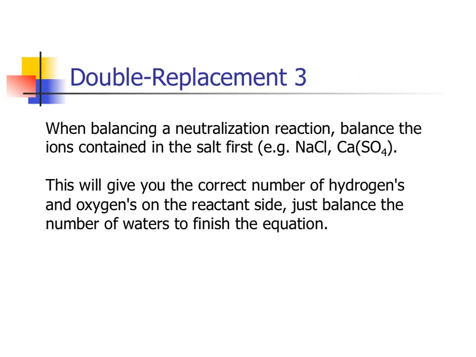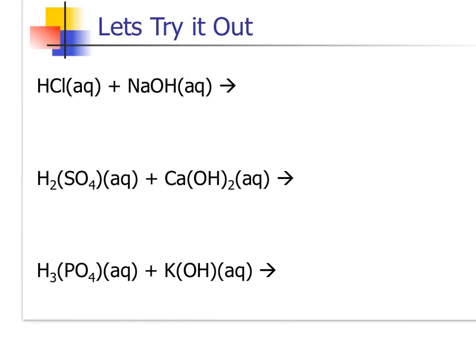When balancing neutralization reactions, it's highly suggested that you balance out the salt first, that is the NaCl or whatever other salt you might have on the product side, and then balance out the water last. A lot of times it will tell you how many hydrogen and how many oxygen you need to have, and therefore the coefficient that will go in front of that will be easily determined. So let's try some out.